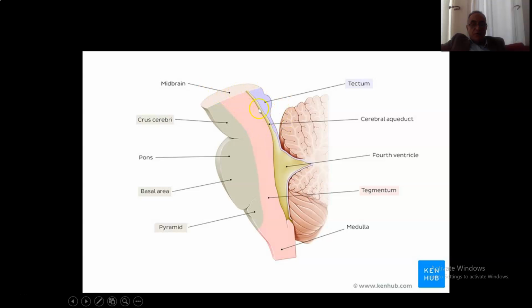This is a lateral view of the brainstem, showing the position of the tegmentum, which is a very important and very crucial part of the brainstem. Most of the medulla, the tegmentum forms the posterior part of the pons and the central part of the midbrain.